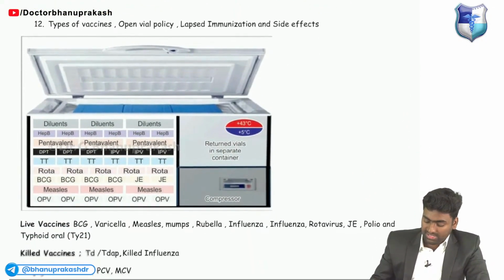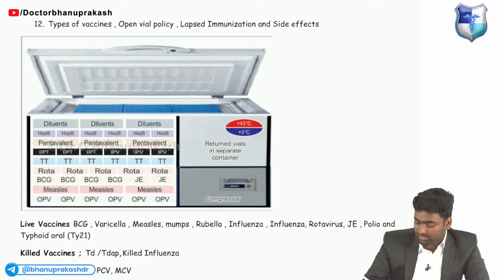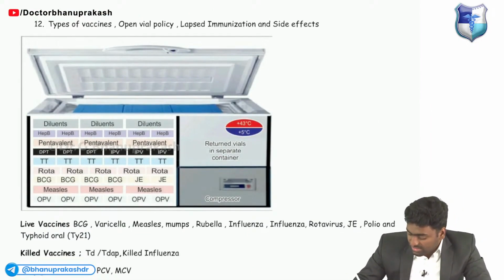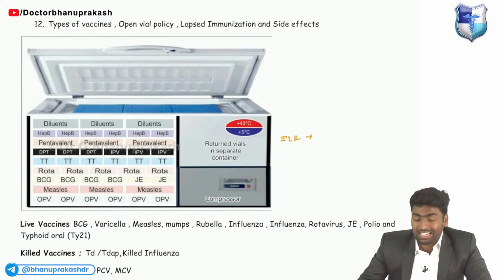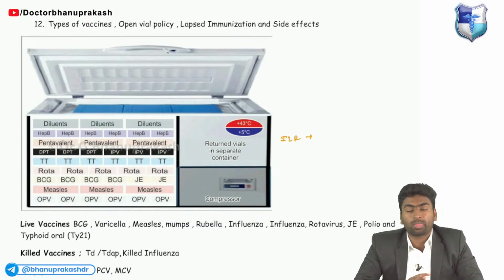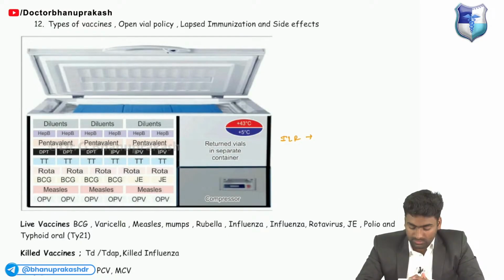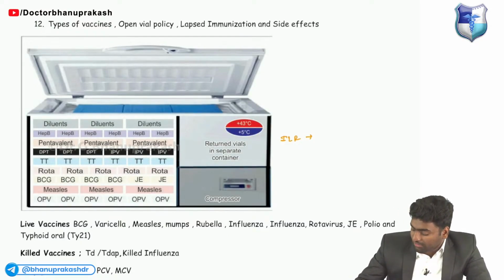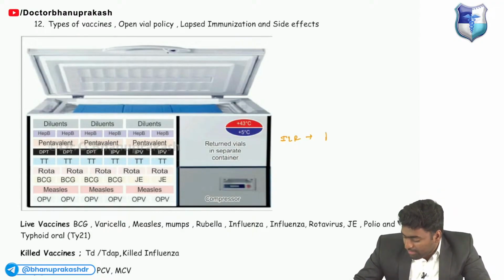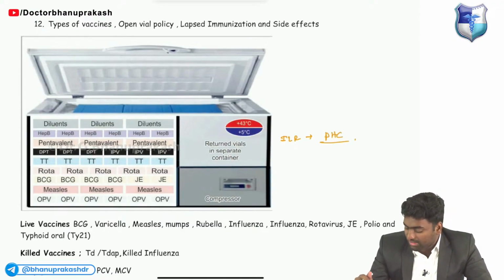Next, about the type of vaccines. And this thing, if you see, is known as ILR. These ice-lined refrigerators, they are kept at the level of subcenter. Is it true? Are they kept at subcenter level? No, they are not kept at the level of subcenter. They are kept at the level of PHC. So they are kept at the level of PHC.